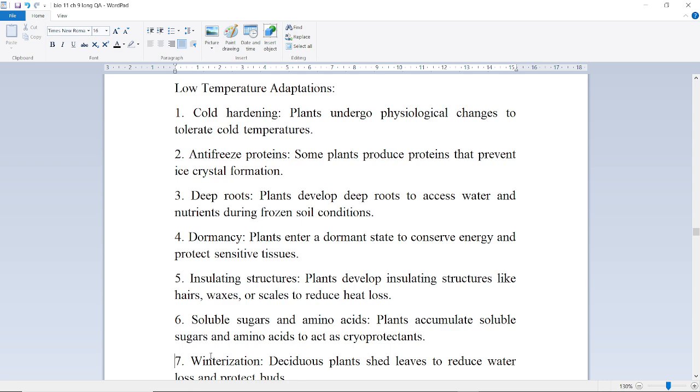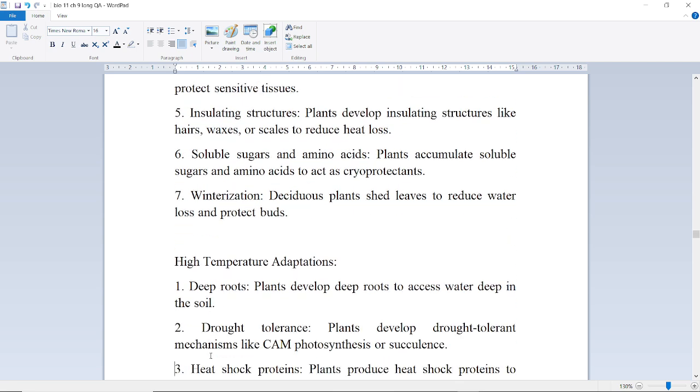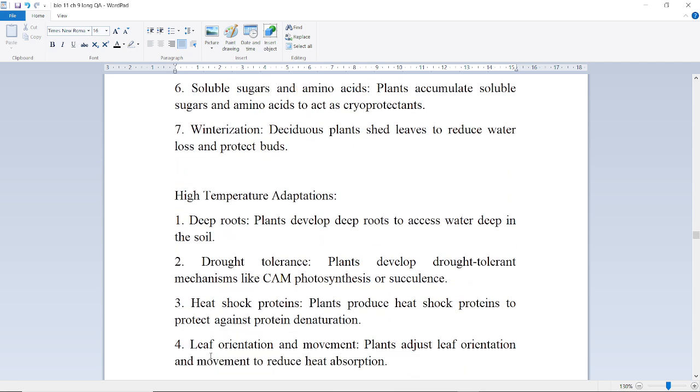Deep roots: plants develop deep roots to access water and nutrients during frozen soil conditions. Dormancy: plants enter a dormant state to conserve energy and protect sensitive tissues. Insulating structures: plants develop insulating structures like hair, waxes, or scales to reduce heat loss. Soluble sugars and amino acids: plants accumulate soluble sugars and amino acids to act as cryoprotectants. Winterization: deciduous plants shed leaves to reduce water loss and protect buds.